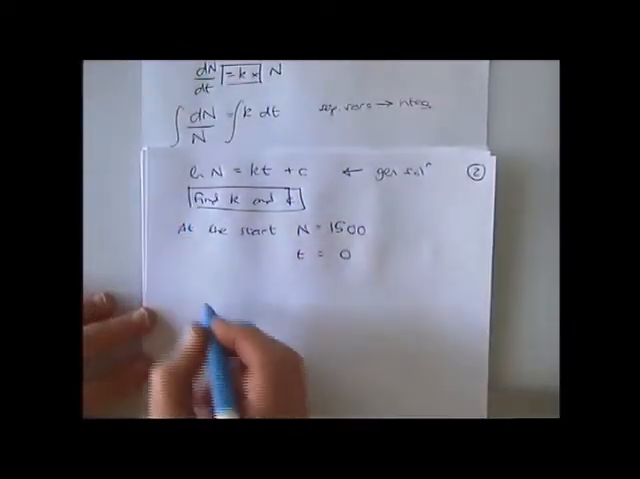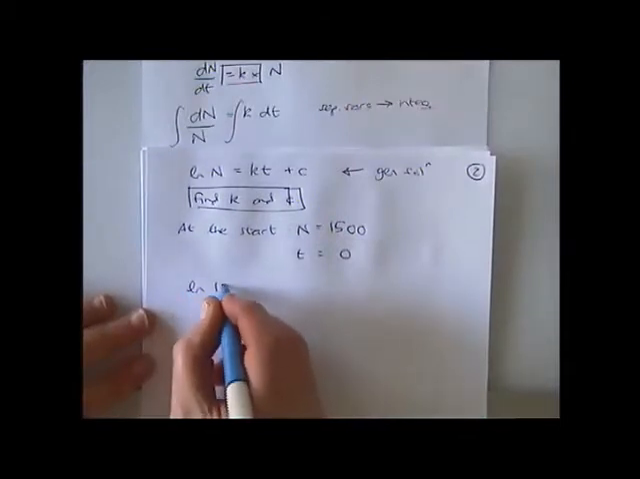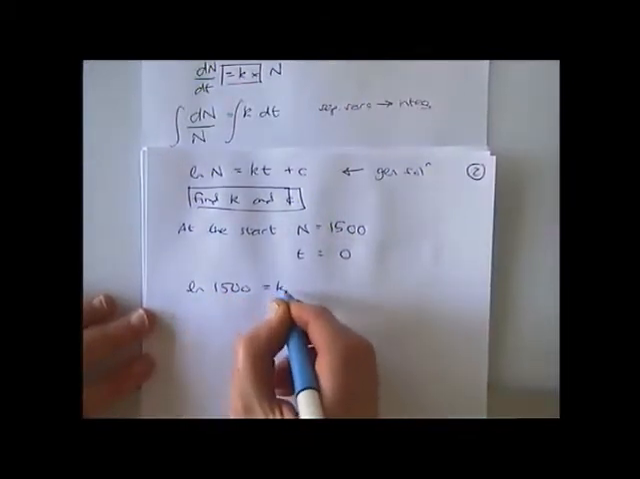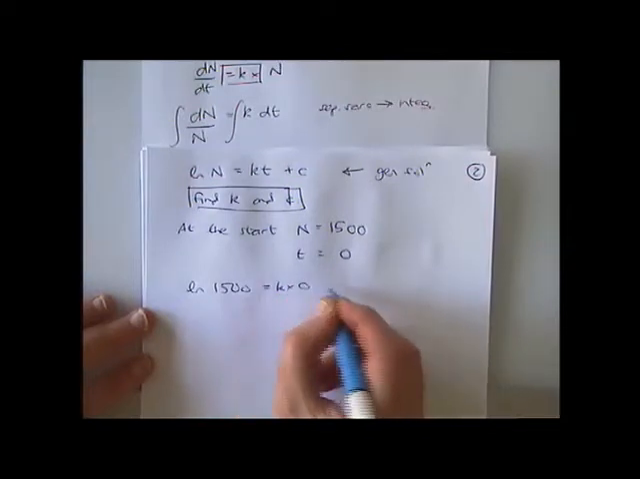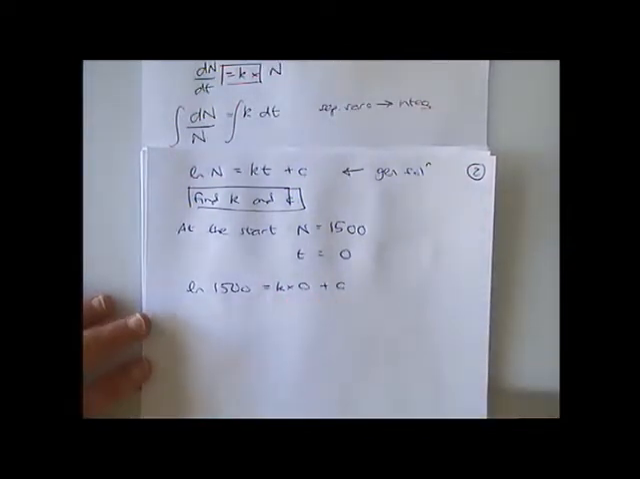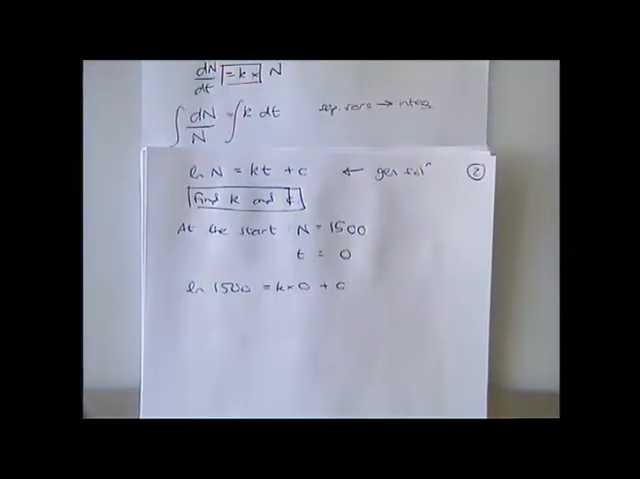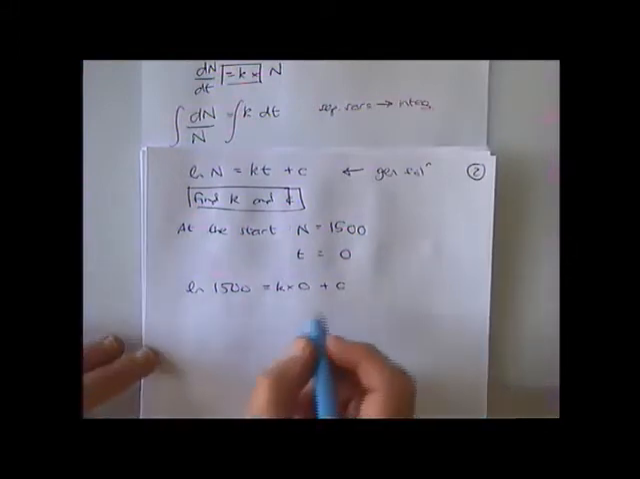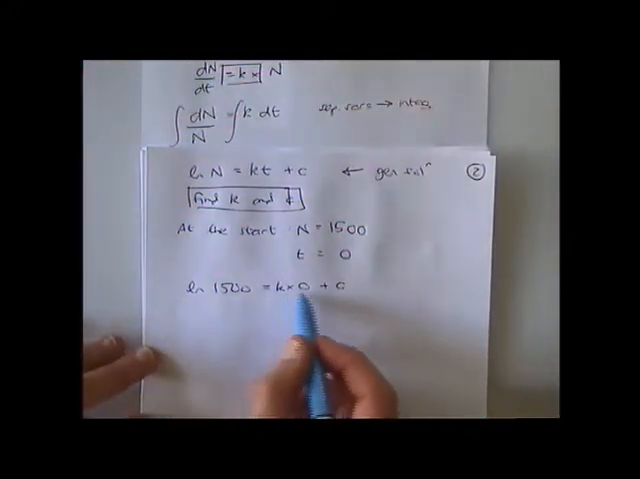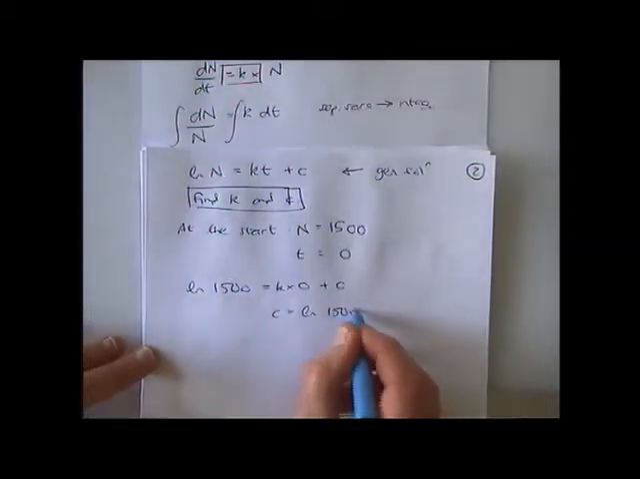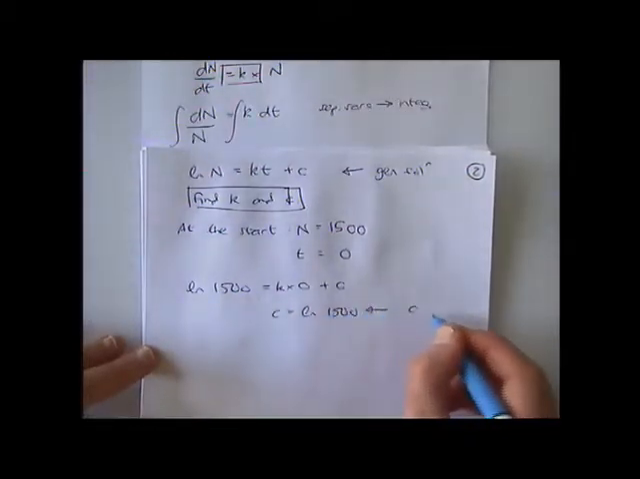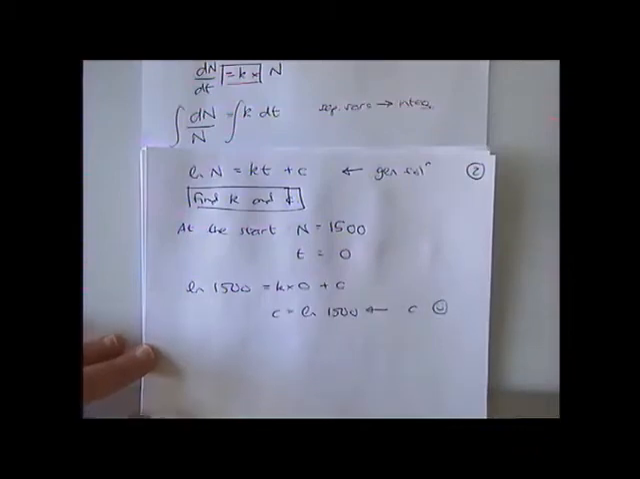So now we substitute those values in. So I get log of n equals k times t plus c. So what have I now established? C equals log of 1500. Yeah, that's right, because that's going to disappear. So I now know that c is log of 1500. Okay, I now know c. So I'm happy about that.